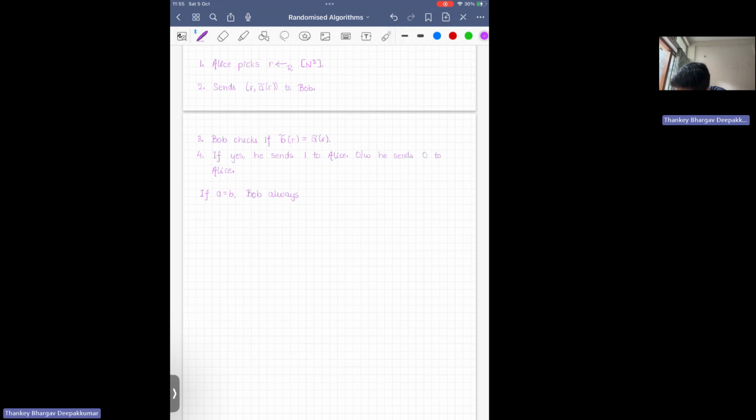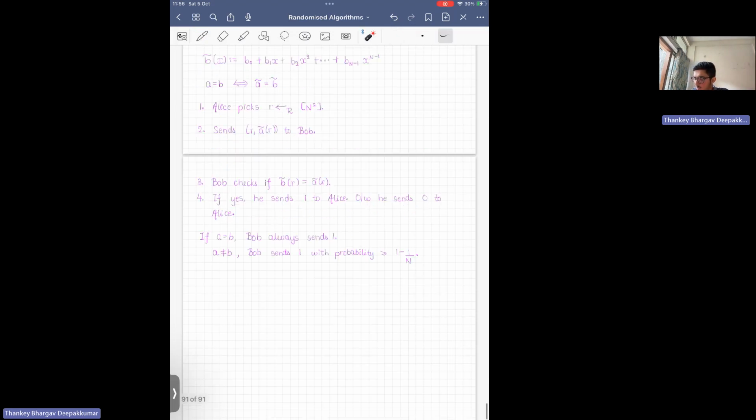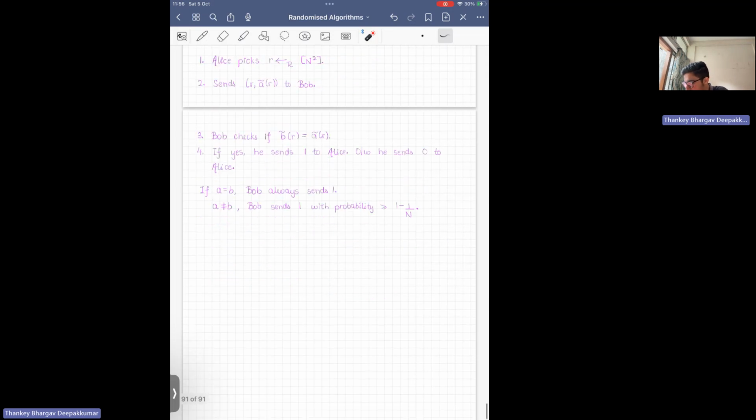And if A is not equal to B, Bob sends 1 with probability at least 1 minus 1 over n. We get this because the degree of the polynomial is at most n minus 1, so let's say at most n. Schwartz-Zippel gives us 1 minus d over size of S. Here that is n over n square, so 1 over n. You can work this out on your own.